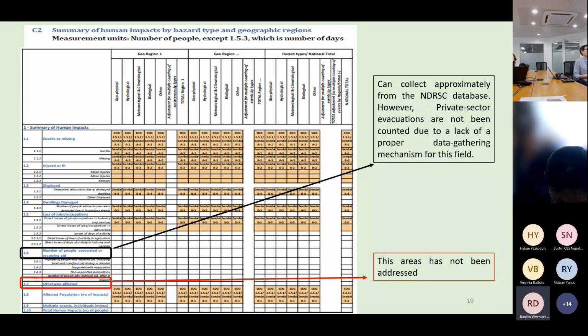The evacuated data can be collected accurately from the NDRSC and NBRO data. This data is also verified by the Grama Niladhari, Divisional Secretary and the District Secretary.